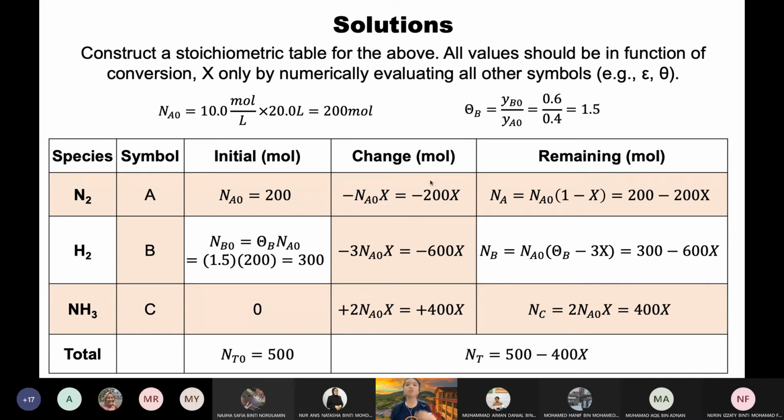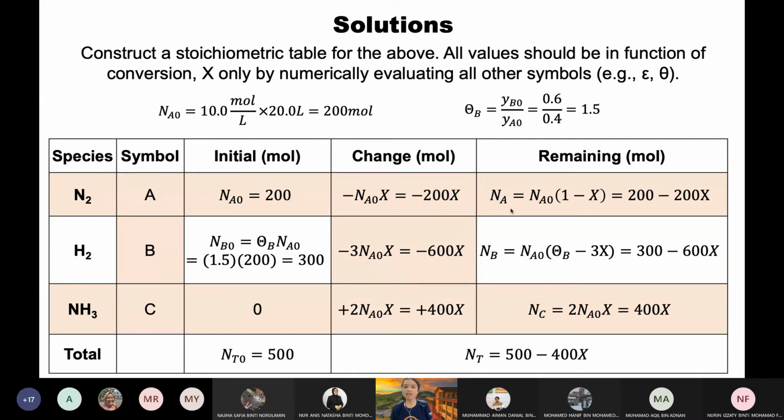Change. So the change for nitrogen gas, the formula is minus NA0x. It's already given. So my NA0 is 200, my x is unknown, so it becomes negative 200x. You don't need to write the mol, because in the first row you already labelled it. Initial, change and remaining, you label directly in the mol bracket, since all calculations here are in moles. So the change for nitrogen gas A is negative 200x.